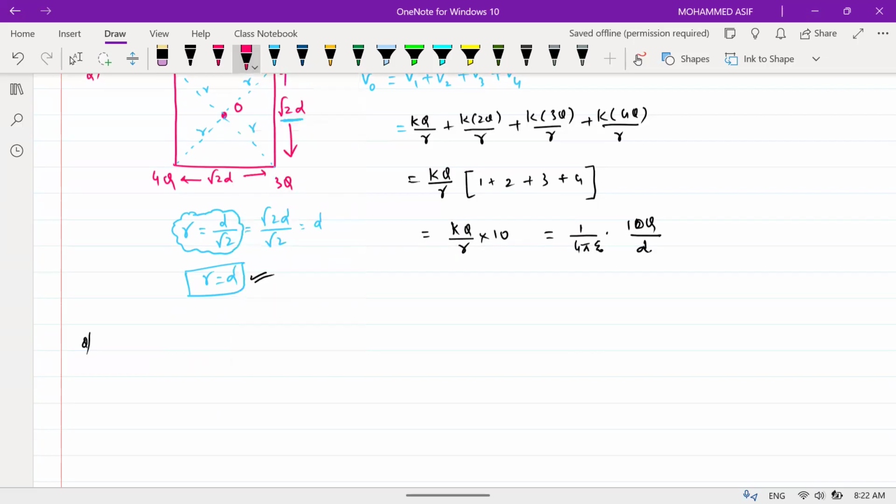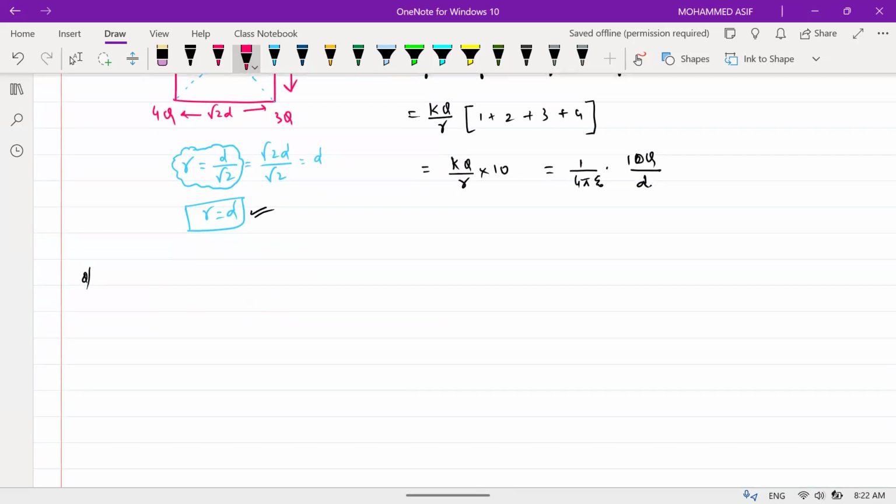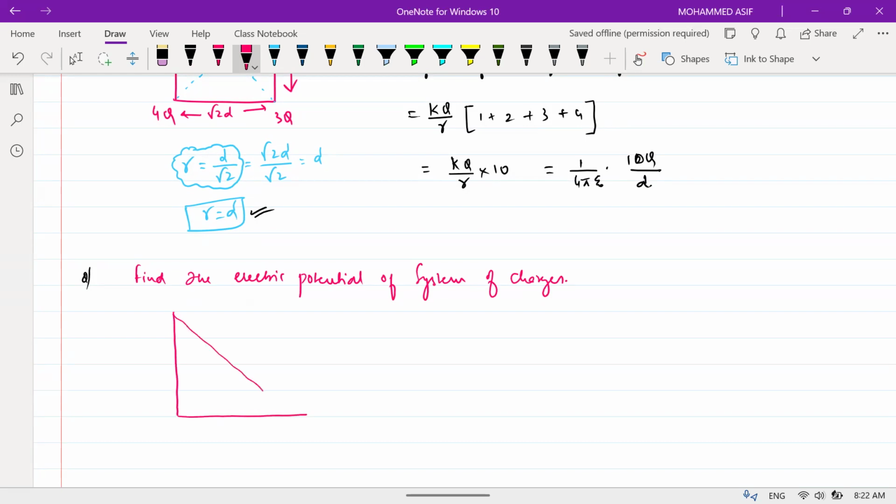Next question now. Find the electric potential energy of your system of charges. Let's see. If I give you the diagram like this, tell me the answer first. Here it is 15Q. Here it is Q. And here it is 8Q. This distance is 3D. This distance is 4D. This distance is 5D. Should I try to do it?